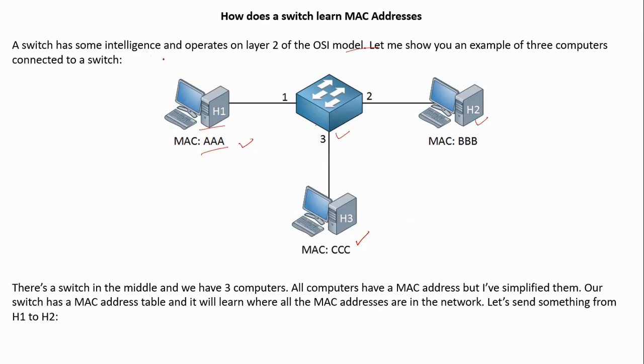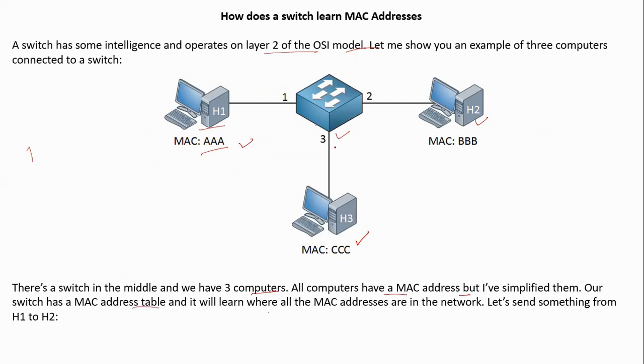As you know, our switch is intelligent and operates on layer 2 of the OSI model. A router works on layer 3, a switch works on layer 2 of the OSI model. Okay? So in the middle we have three computers, and all computers have a MAC address. But I have simplified the MAC address table.